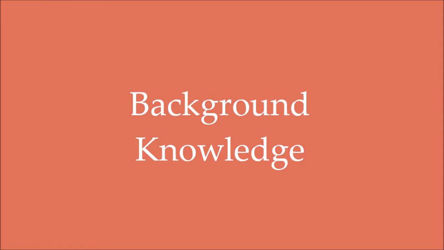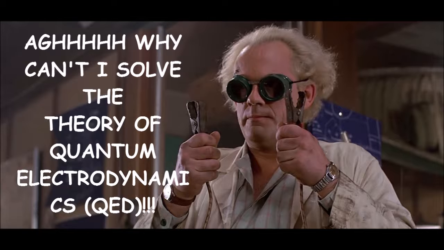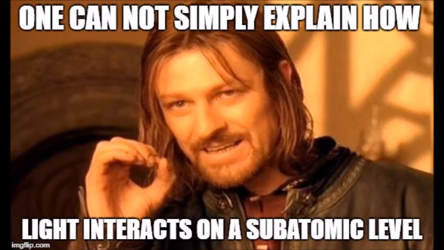In the early 20th century, the theory of quantum electrodynamics was a problem that physicists had been trying to crack for ages. This theory tried to explain how light interacts with matter on a subatomic level. However, the problem was light interacts differently when put under different circumstances.